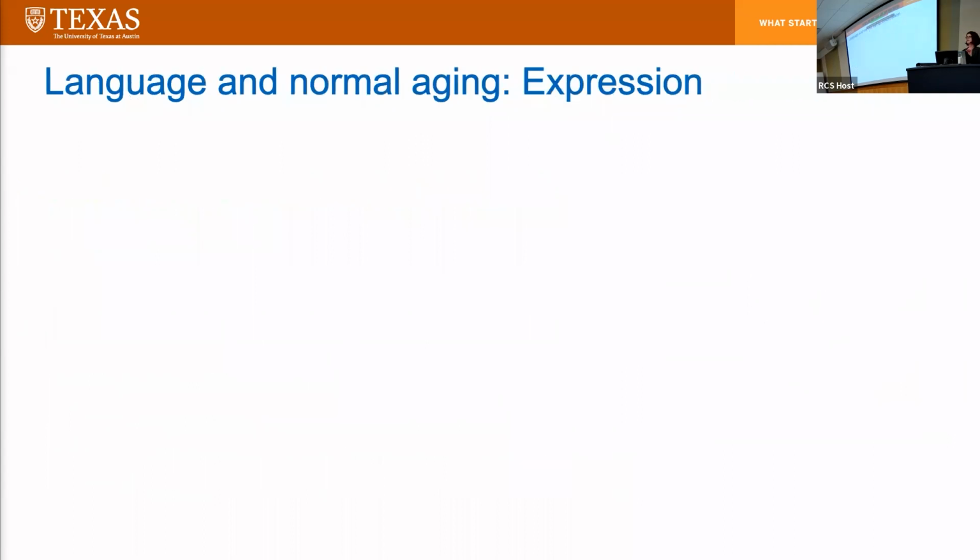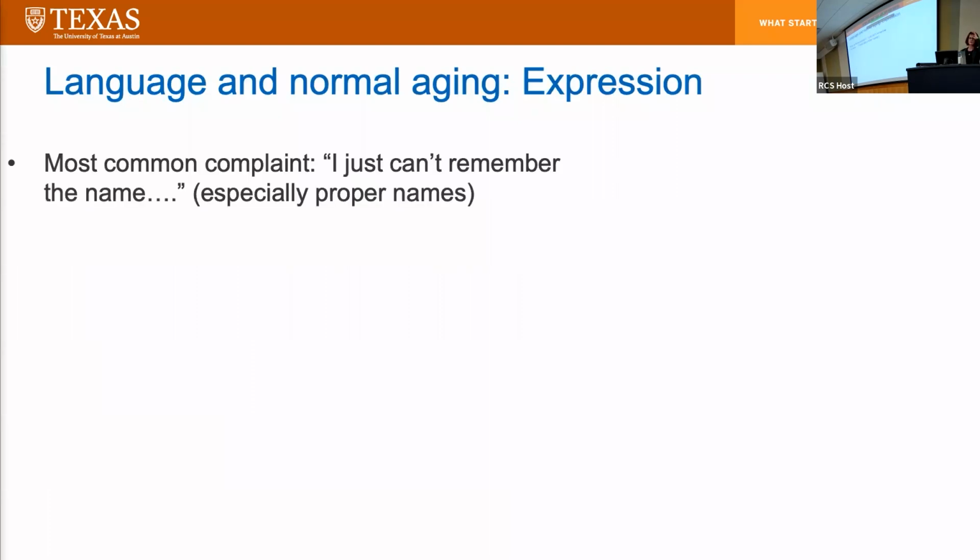Now on the production side, so language expression, this is where we see some differences that are a little more significant. So the most common complaint amongst people, healthy aging individuals, is I just can't remember the names of things. We all experience this sometimes. So you're trying to remember the name of that actress who's in The Wizard of Oz, and you can picture her braids and you can picture her patent leather shoes, and her name is on the tip of your tongue, right?